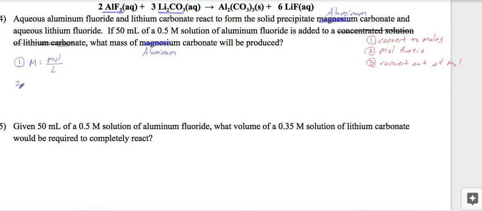Then we can go through the mole ratio, which is going to be our moles of aluminum fluoride to the moles of aluminum carbonate. And then we have the last step, which is to convert to a mass of that. So we simply take our moles of it and convert it into mass.